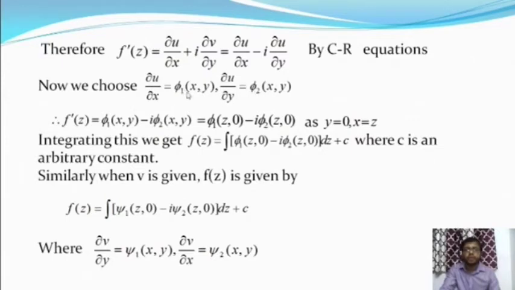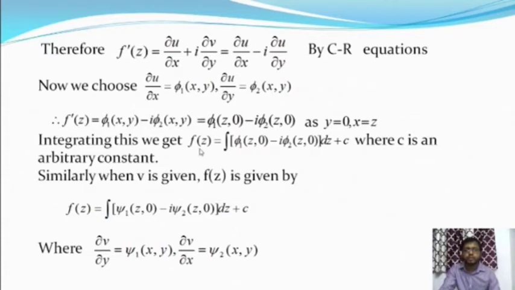Okay, now we put phi 1 of x comma y and phi 2 of x comma y in the place of del u del x and del u del y. Then the first derivative f dash z will be phi 1 of x comma y minus i into phi 2 of x comma y. From this, if we put x is equal to z and y is equal to 0, this is actually the proof of the Milne Thomson method. So f dash z is equal to phi 1 of z comma 0 minus i into phi 2 of z comma 0, where x is equal to z and y is equal to 0.